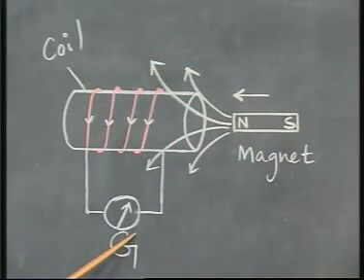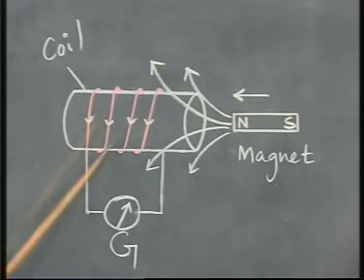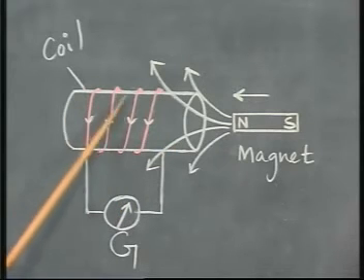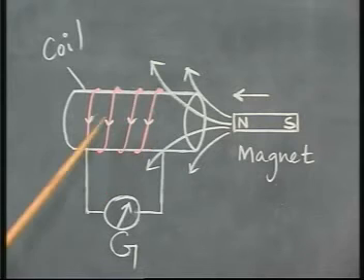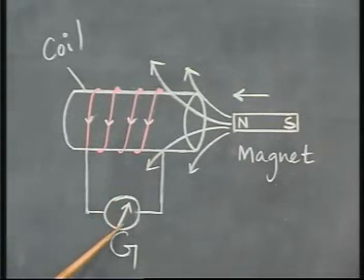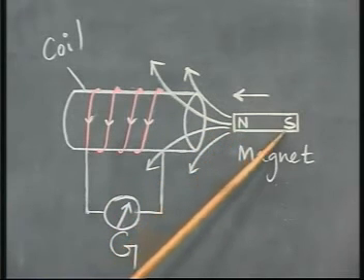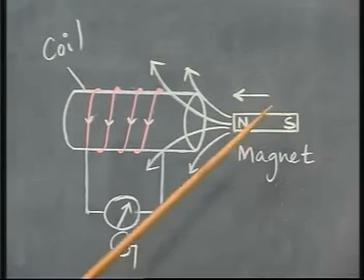This is a simple experiment to investigate electromagnetic induction. Just consider a coil of wire wound on a hollow cylindrical frame. This coil of wire wound on a hollow cylindrical frame can also be called a solenoid. The two ends of the solenoid are connected to a center zero galvanometer. And now consider a bar magnet, a powerful bar magnet. So there is a north and south pole.